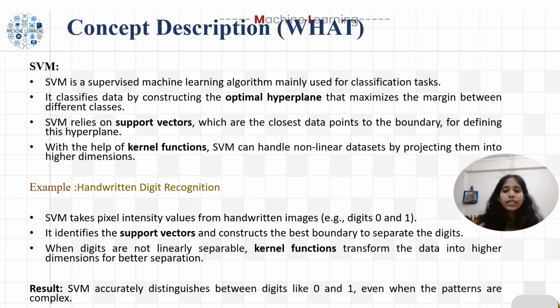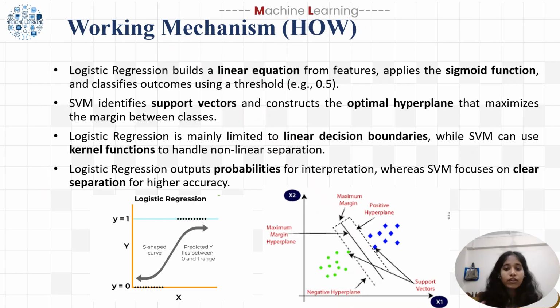Now let's understand how logistic regression actually works, step by step. Step one, it combines the input features into a linear equation. Then it applies the sigmoid function, which is an activation function, to this linear equation and maps the values between 0 and 1. Then it uses a threshold, which is usually 0.5, to classify the data items, and based on that the data is classified into this type or that type. This is how logistic regression works in a simple way.